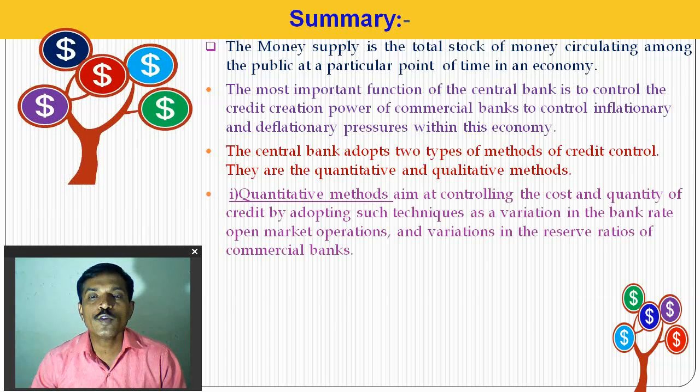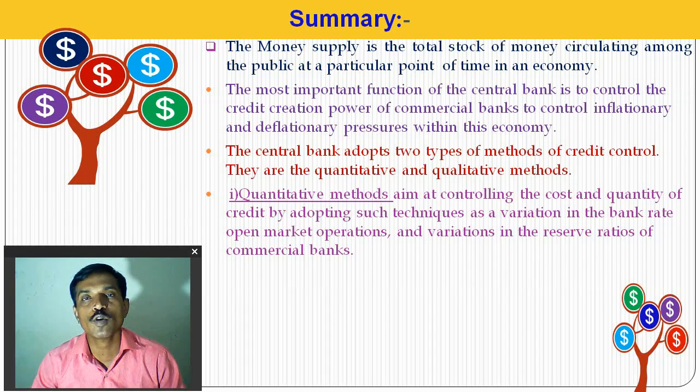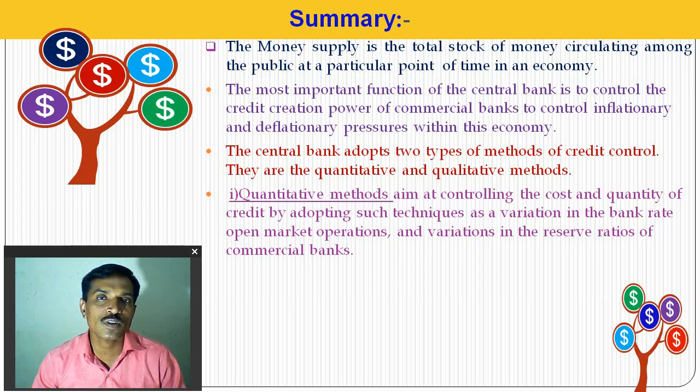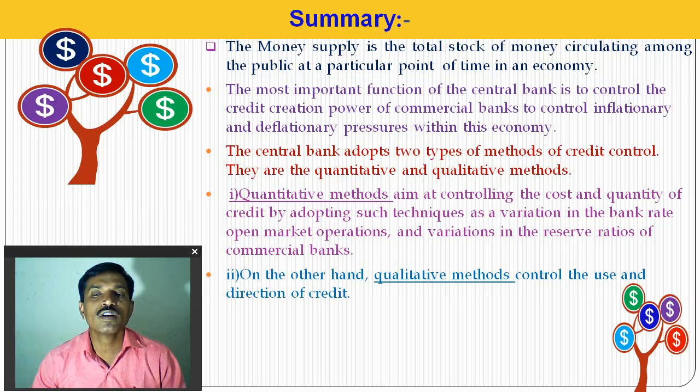The aim of the quantitative methods is controlling the cost and quantity of the money supply: increase the quantity of money supply, or reduce the quantity of money supply. Therefore, they use the bank rate, repo rate, reverse repo rate, CRR, SLR, and open market operations, which are selling securities and repurchasing securities. On the other hand, the qualitative methods are used to give direction to money supply, for which purpose money should be used and for which purpose it should not be used.